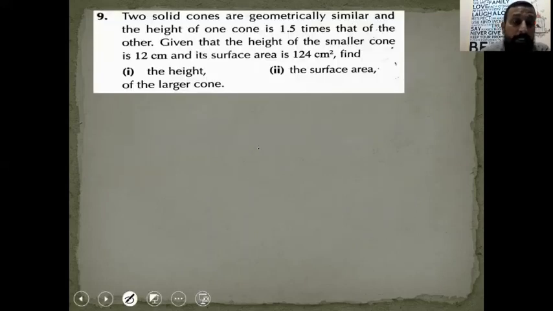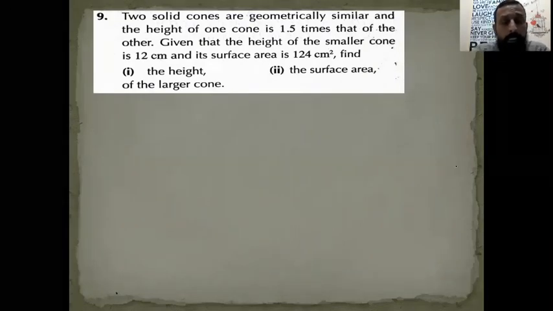So boys and girls, this is exercise 12B from your maths book 3, and this is question number 9. Two solid cones are geometrically similar and the height of one cone is 1.5 times that of the other. Given that the height of the smaller cone is 12 centimeters and the surface area is 124 centimeters square, find the height of the larger cone and the surface area.